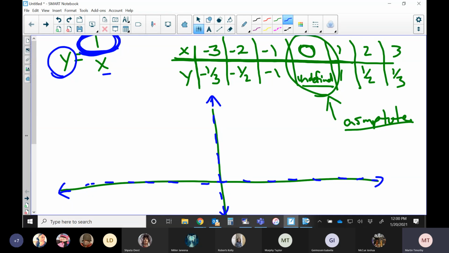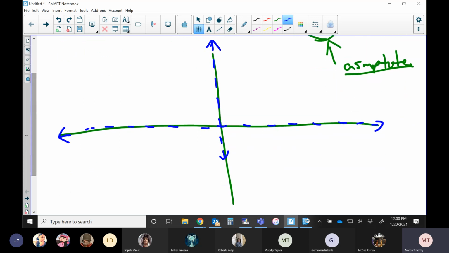So we drew that in. And then if we draw these ordered pairs that I gave you, the first one was -3, -1/3, and that's right in here. The next one was -2, -1/2, which is about there. And the last one was -1, -1.